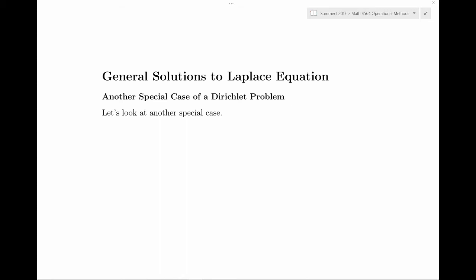Today we're continuing the discussion of how to solve the Laplace equation. We solved one special case where only one part of the boundary was non-zero. Today we're going to consider three other special cases when other pieces of the boundary become non-zero.